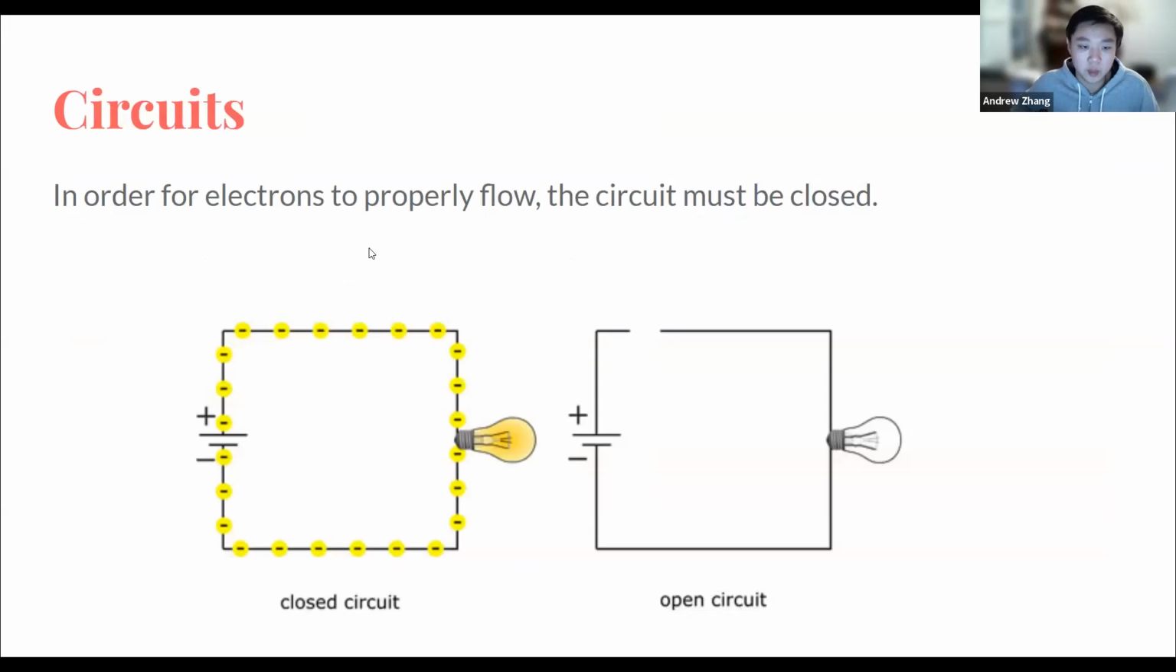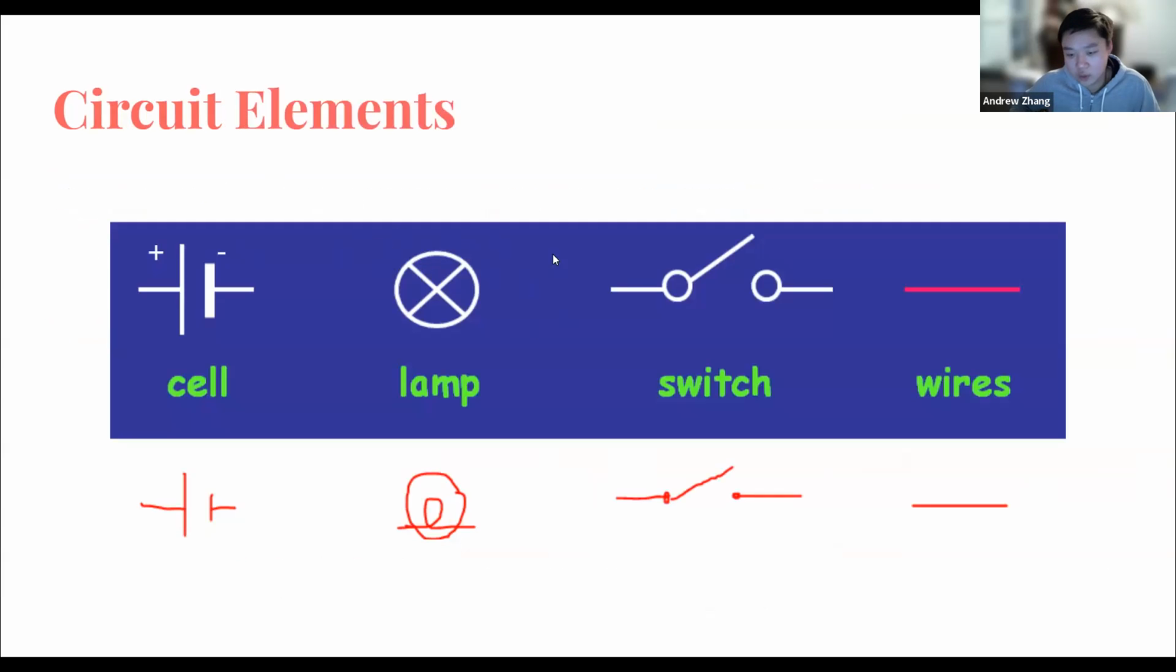Circuits: in order for electrons to properly flow, the circuit has to be closed. And these are different circuit elements you can see here. This is how I would hand draw these. A cell is just a battery, and a lamp is basically just a resistor. You can draw any kind of resistor you want. This is one possible drawing for a resistor, and you could draw either of these two ways as well. It doesn't really matter as long as you know what you're talking about.